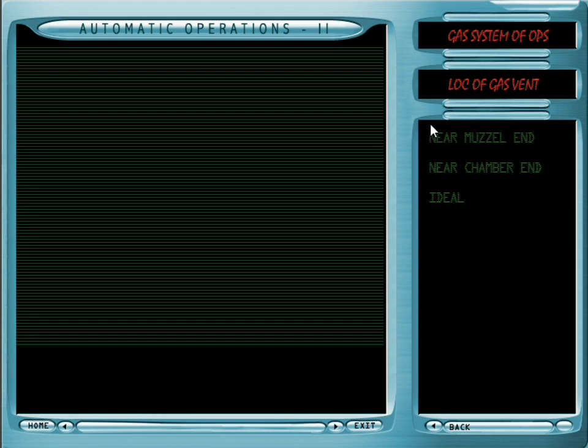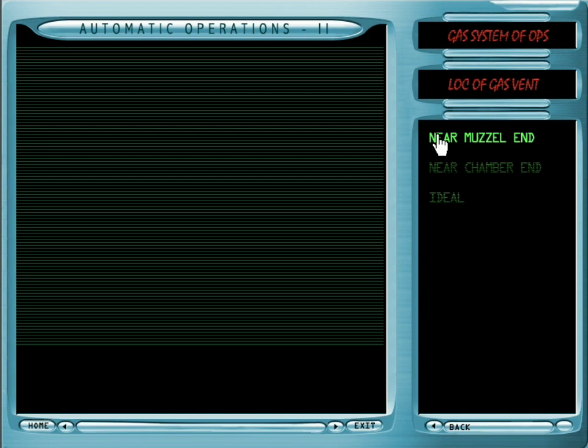Location of the gas vent. The location of the gas vent from where the gas is tapped from the barrel into the gas cylinder has to be such that, firstly, it should not affect ballistics, that is, there is no break in the pressure curve. Secondly, it should be after the all burned point, that is the ABP, so that the unburned particles of gas may not enter the gas cylinder and thus result in excessive fouling.